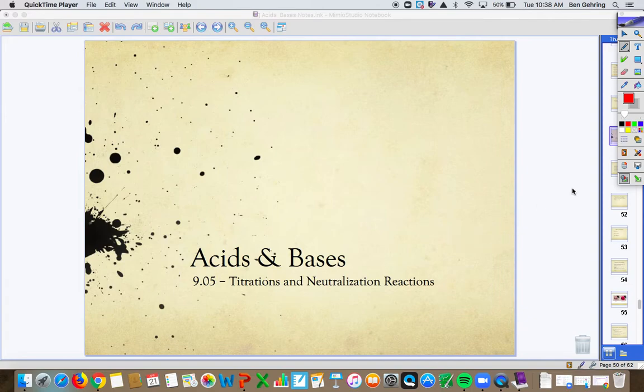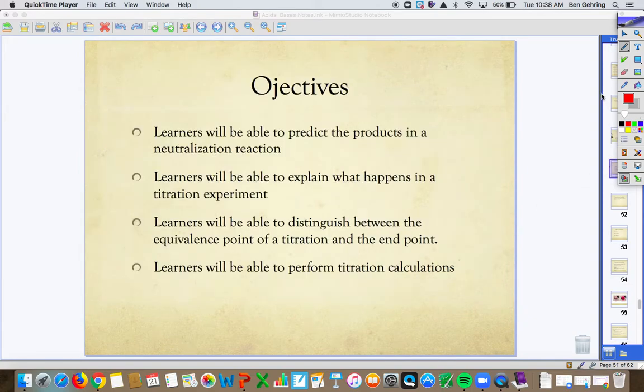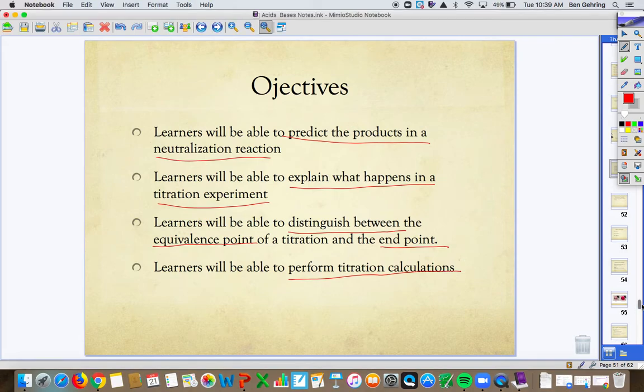So with this video, you will be able to predict the products in a neutralization reaction, which is when we mix an acid and a base. You'll be able to explain what happens in a titration experiment and walk me through it. You'll be able to distinguish between my equivalence point and my end point in regards to titrations, and you'll be able to perform titration calculations. So that is what we're working towards.